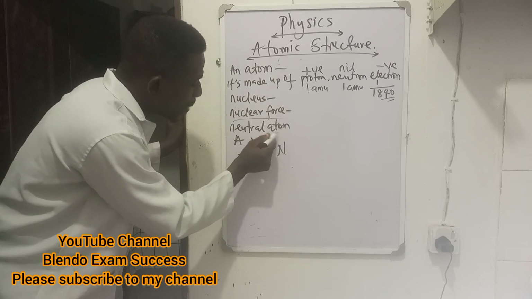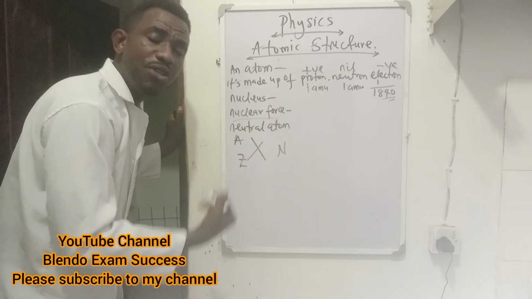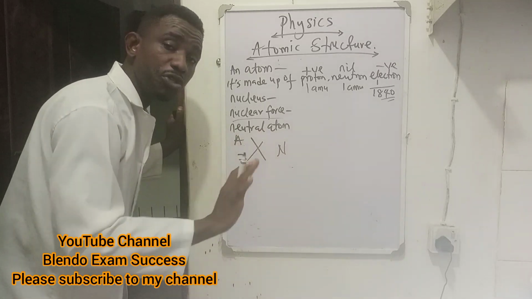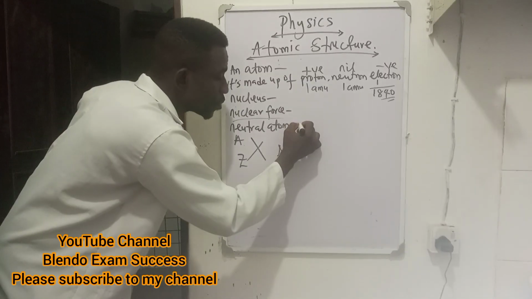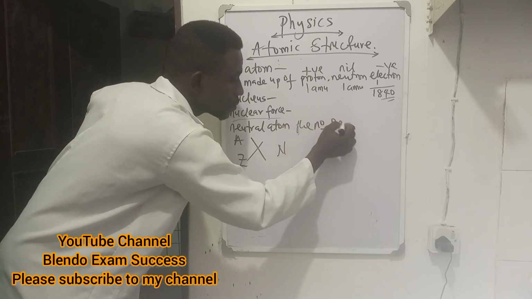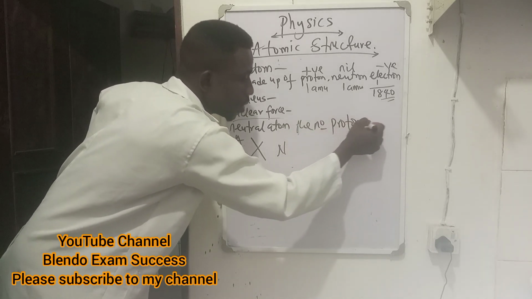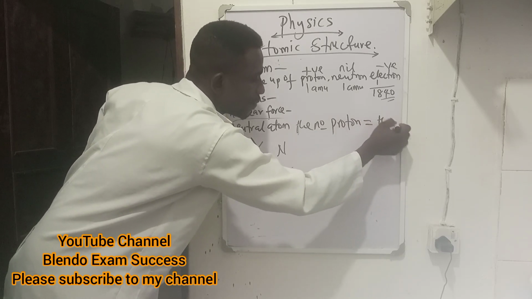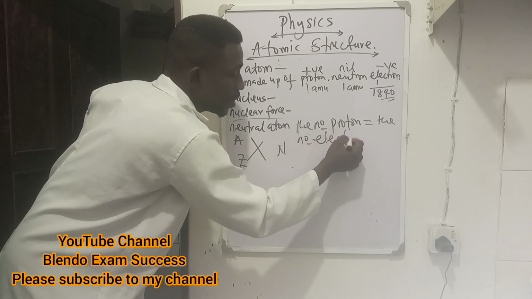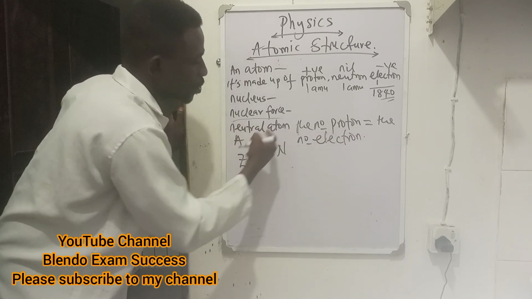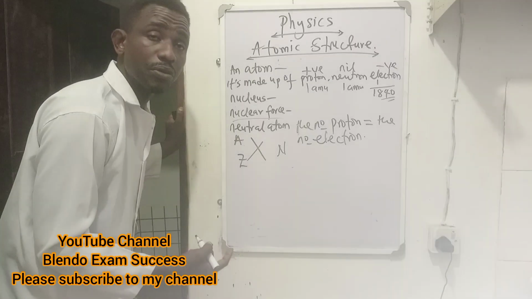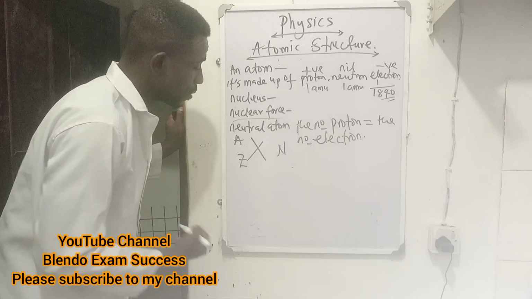Now, what do we mean by a neutral atom? A neutral atom is an atom that is electrically neutral. The number of protons equals the number of electrons. Okay? So when we talk about a neutral atom, a neutral atom has an equal number of proton and electron. Okay?